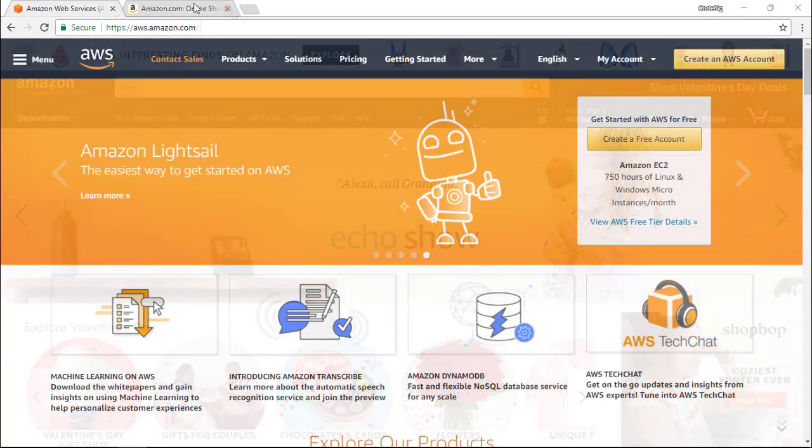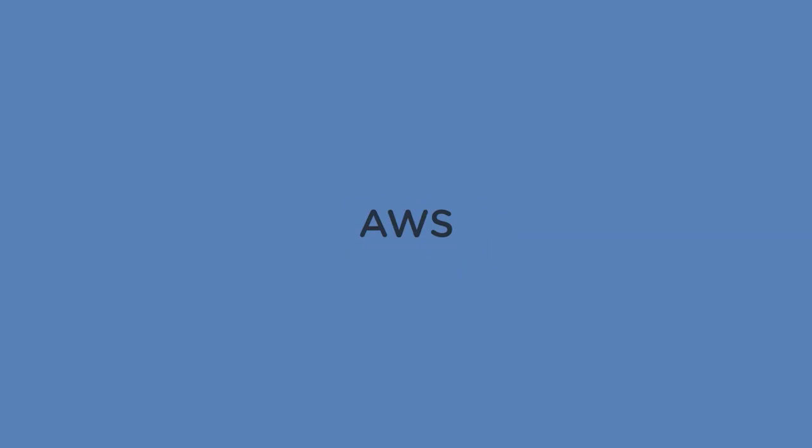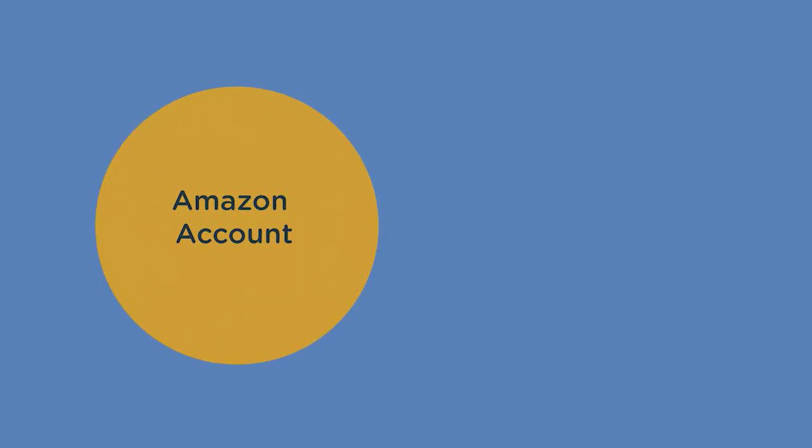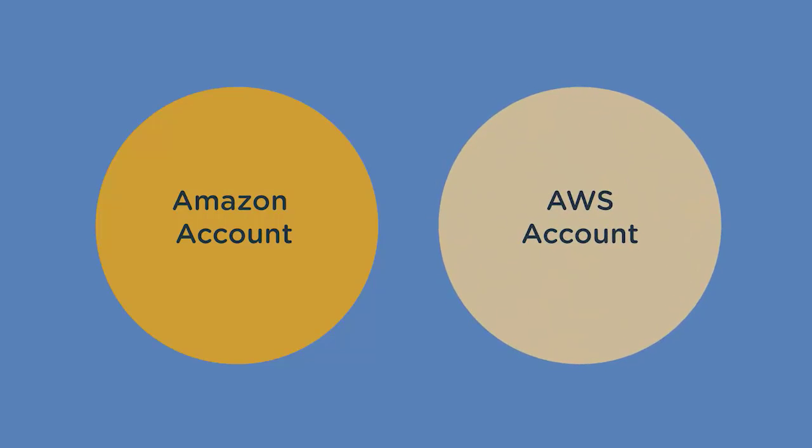You're already probably familiar with amazon.com, the shopping website. The company also runs AWS, so it's a different part of the same company. To use AWS, you need both an Amazon account and an AWS account. Funny, right? But you might be wondering, what is the difference between both of them?